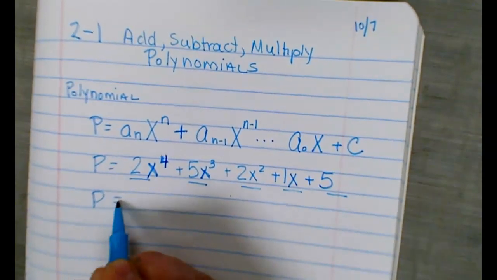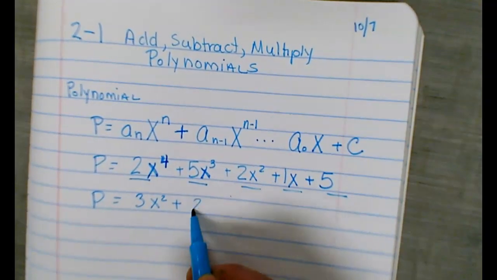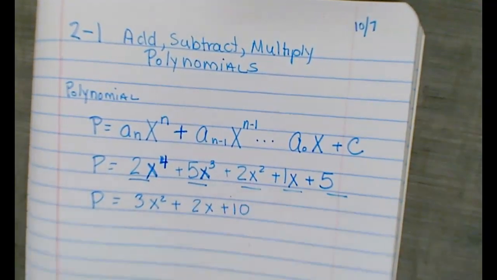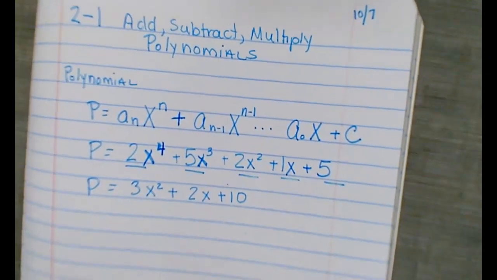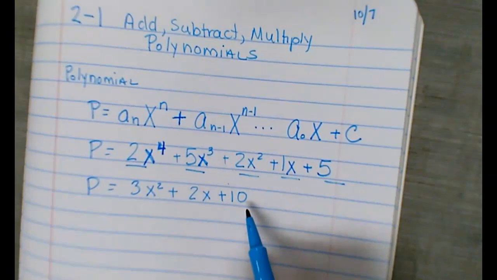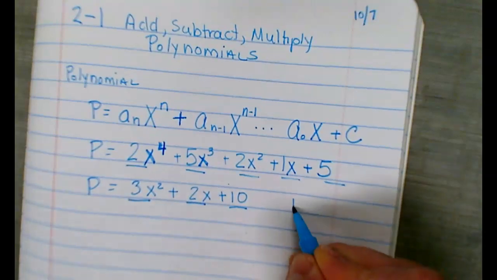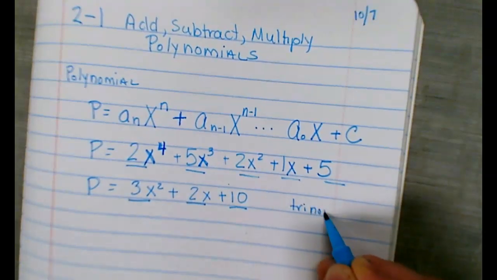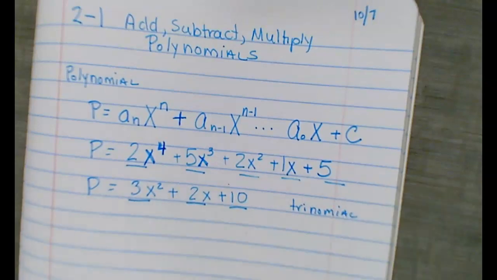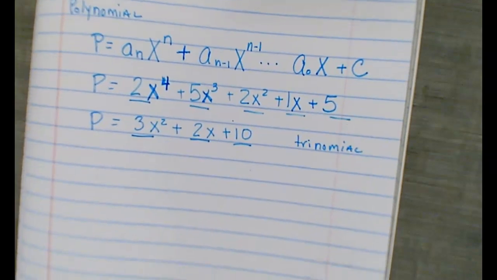So this is a polynomial. Notice that we have x squared, and then we have x without a power, and then the last term is a constant. It doesn't have any x at all. This has 1, 2, 3 terms. If it has 3 terms, it is a polynomial, but it is also a trinomial because it has 3 parts. Tri is the prefix for 3.